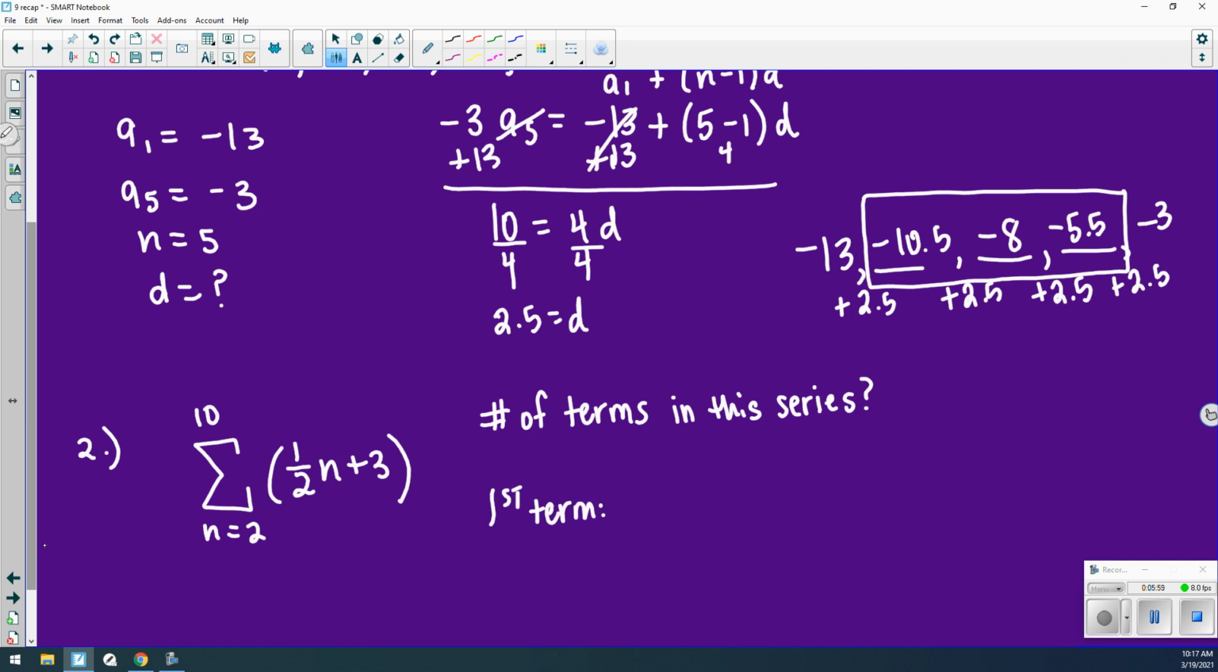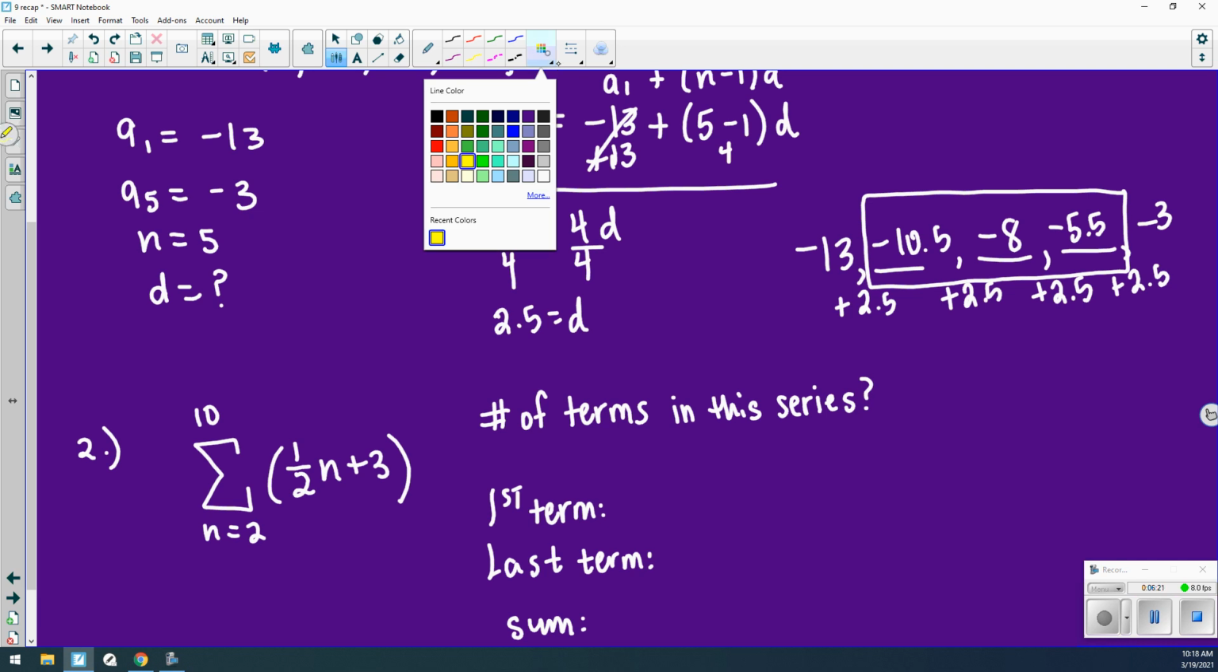Let's find the last term. And then let's evaluate the sum. All right, well, how many numbers are in this series? Well, I can just look at this and say that there's going to be 9 terms in this series. In fact, I'm going to use a different color because I really want this to stand out. Okay, so I know there are 9.